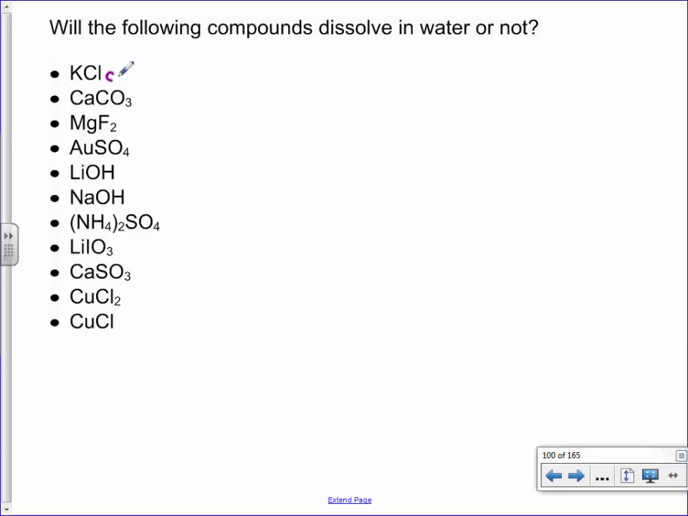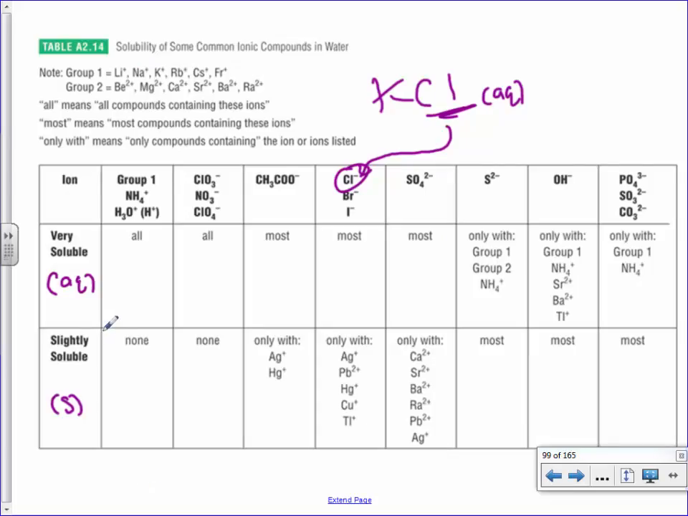Was that thing AS on very soluble? AQ? What is it, AS or AQ? Sorry, that's my really bad Q. My writing tool doesn't go that thin. What does the AQ stand for? Aqueous means it does dissolve.